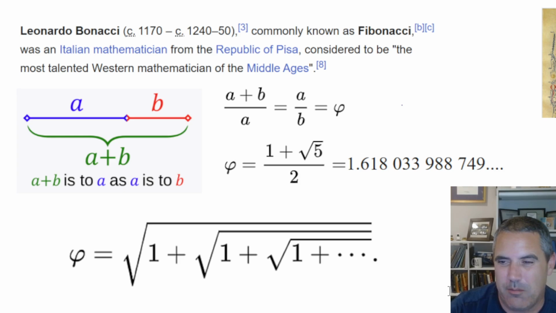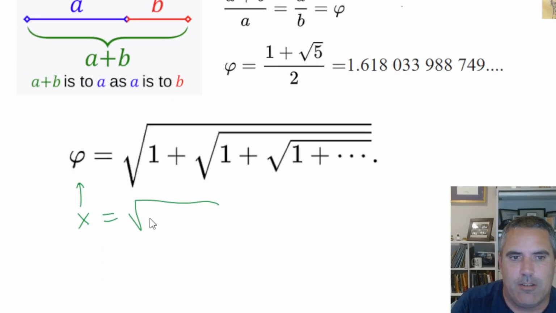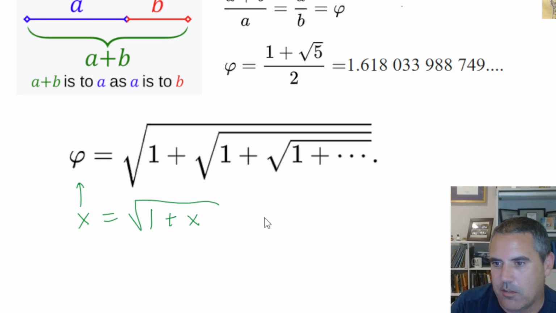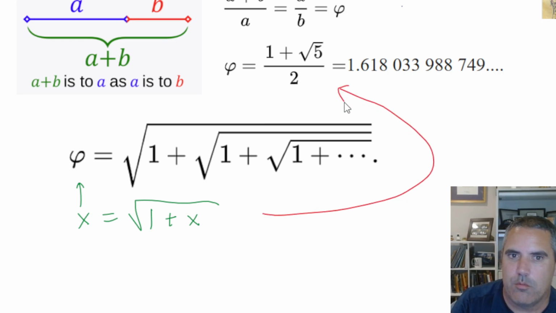So if you've never seen infinite square roots or infinite sums, there's a cool thing about them. If they converge, you basically say, well, this is x, and this is the square root of 1 plus itself. I remember as a student just playing around with this. And then you can square both sides, solve, and you get this quadratic, which you can solve, and one of the roots is that.